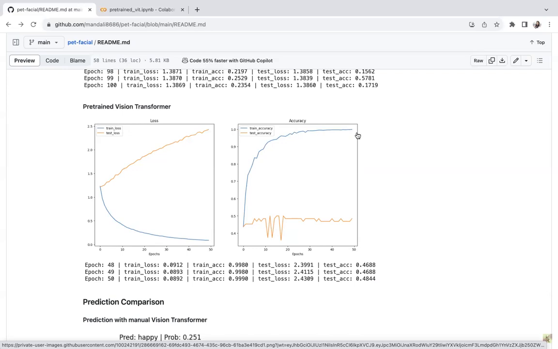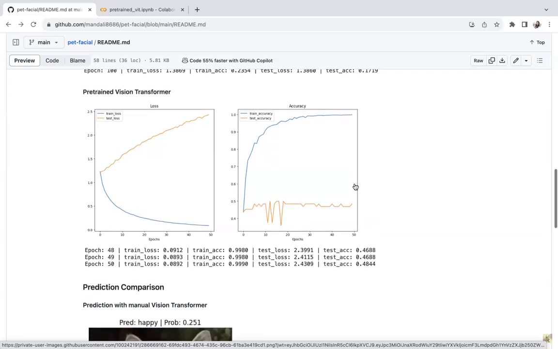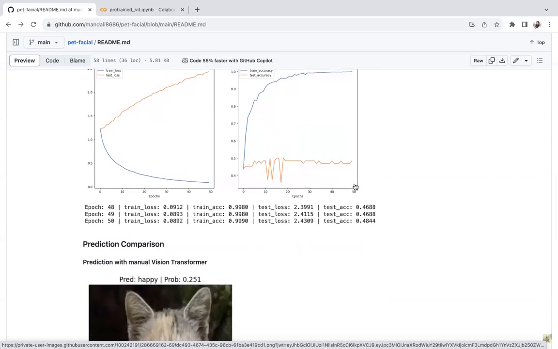The test accuracy refused to change after the 20 epochs, but the training accuracy gradually grows and approaches 1.